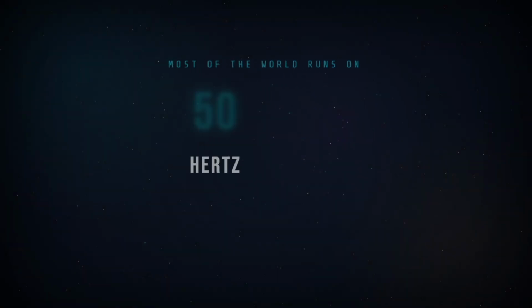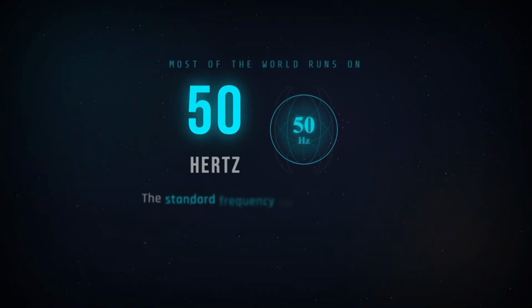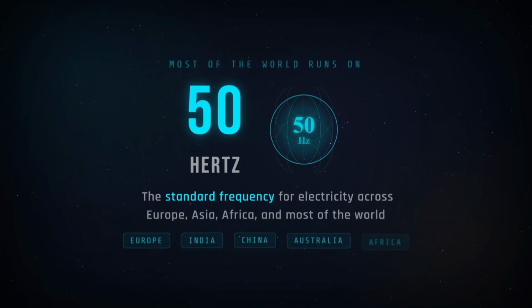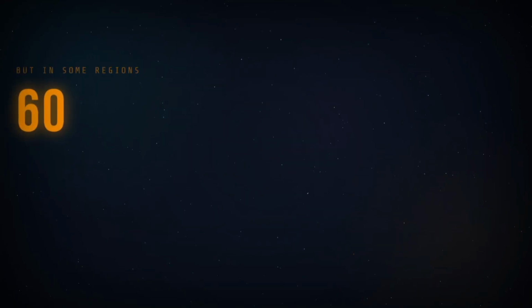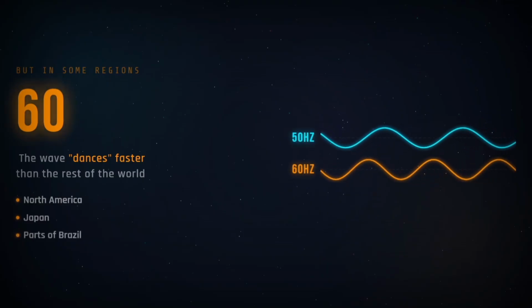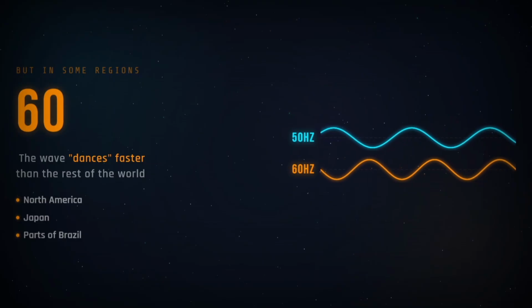In most parts of the world, electricity operates at a frequency of 50 Hertz. But in regions like North America, Japan, and parts of Brazil, the standard is slightly higher. 60 Hertz means it visibly dances faster than the rest of the world.